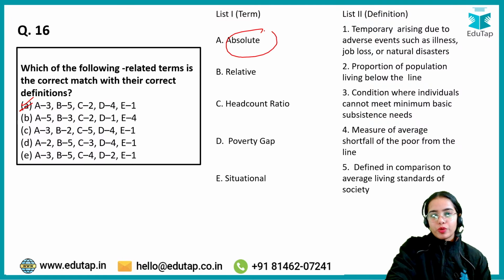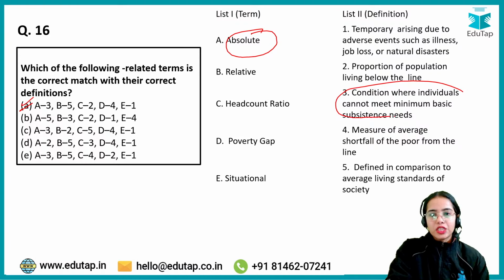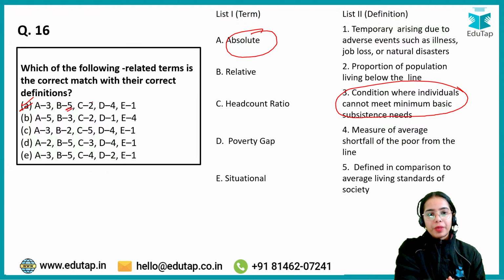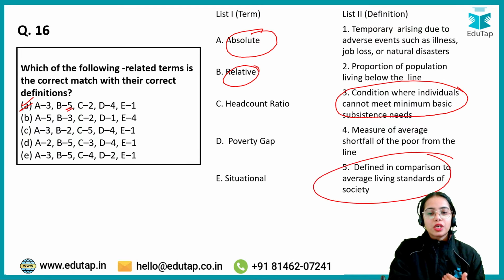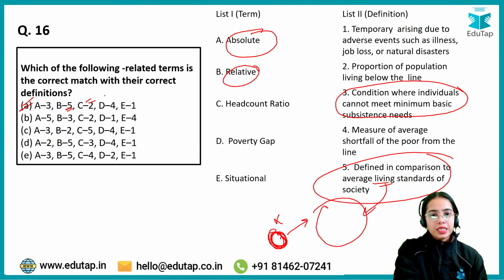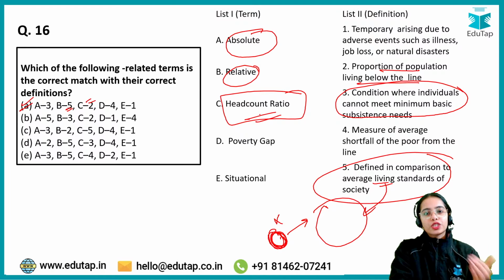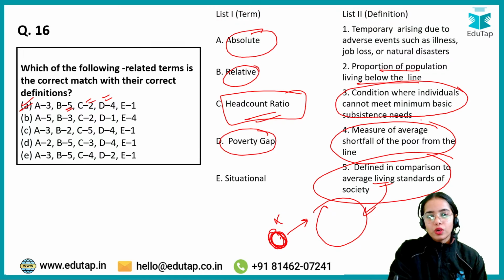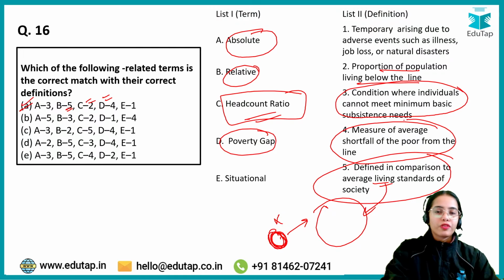Yes. So absolute poverty, it shows the condition where individuals cannot meet the basic minimum subsistence needs. B matches with 5, relative poverty, it is defined in comparison to the average living standards of the society. So a part of the population is compared to the rest of the population, and this part of the population is not able to have the average living standards of the society. Okay. C matches with 2, that is proportion of population living below the poverty line, that is shown by headcount ratio. It shows the proportion of population that is living below the poverty line. Okay. D matches with 4, so poverty gap, it shows the measure of average shortfall of the poor from the poverty line. So this is the idea. So A is the answer.